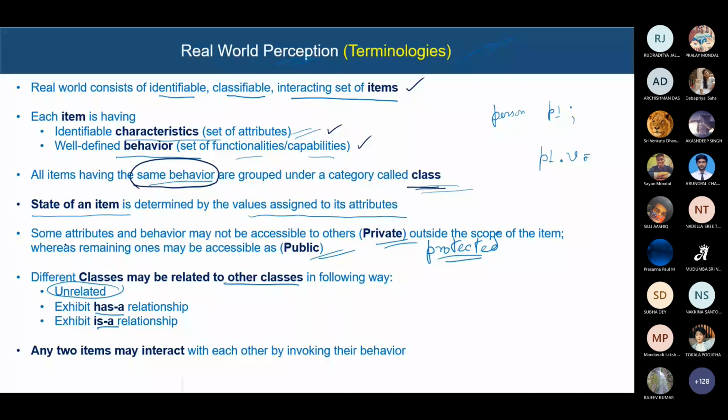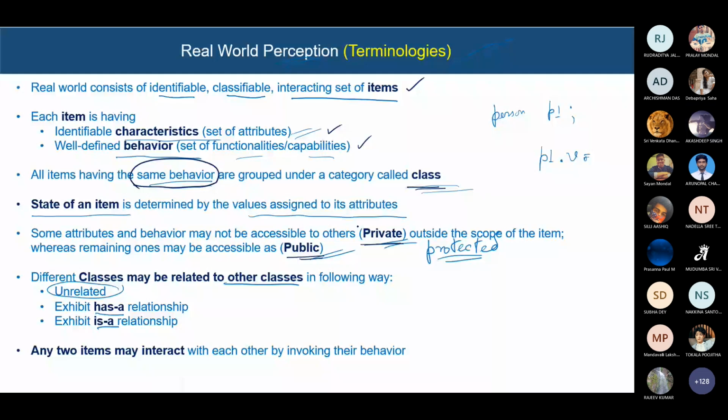So some attributes and behavior may not be accessible to others outside the scope of that item if they are labeled as private, whereas the remaining ones may be accessible to anybody outside if they are labeled as public. So in fact, private and public are the scopes that you can tag while you define a particular attribute or behavior, right? Are you getting my point?